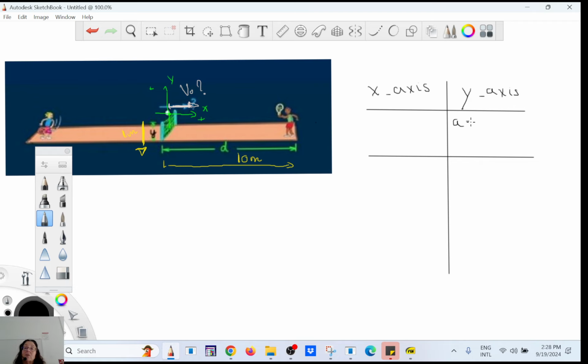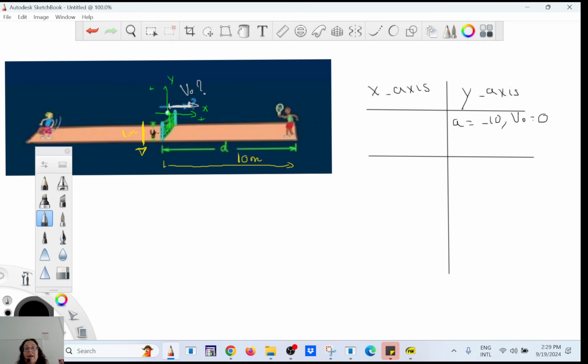So acceleration here is always minus 10. Initial velocity: the tennis ball has no vertical velocity. It's not being pushed down, it's just going horizontal, so here it's going to be 0. That will be the height. Height has to be here. That's the vertical motion. That's horizontal. So delta y equals minus 1.